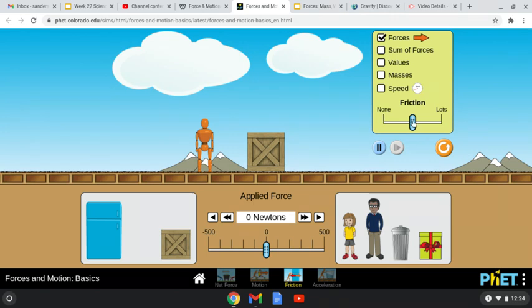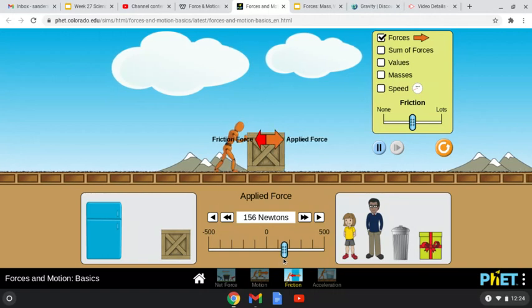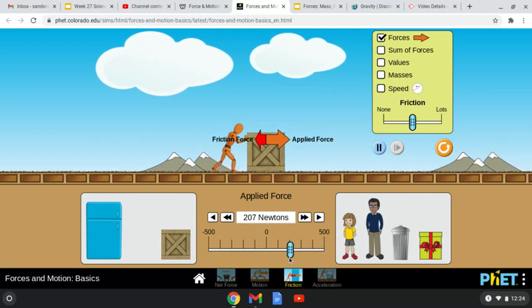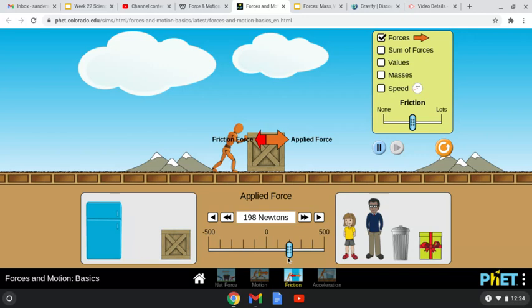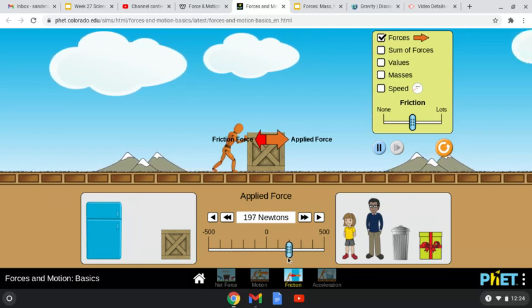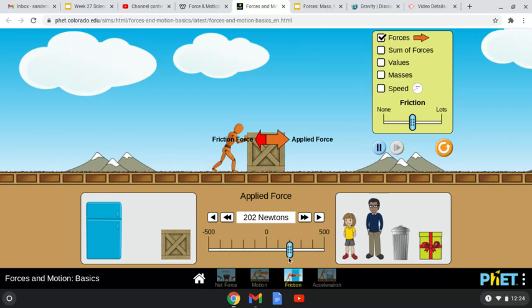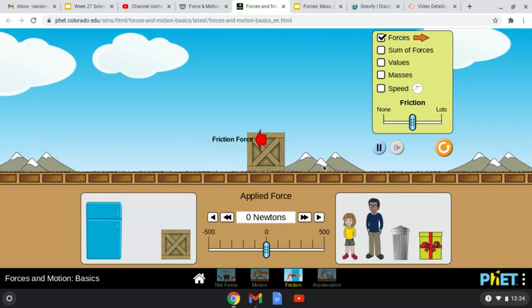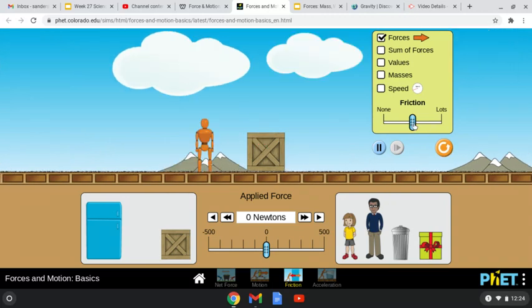I'm going to keep the friction here in the middle, and I'm going to do an applied force of around 200. If I can get to 200, it's hard. So around 200, that box is moving pretty fast. But let's say I move the friction up and I still have an applied force. I'm still pushing with 200 newtons.